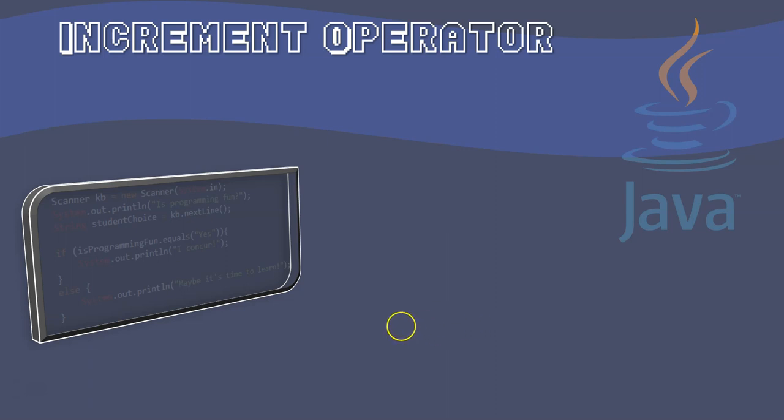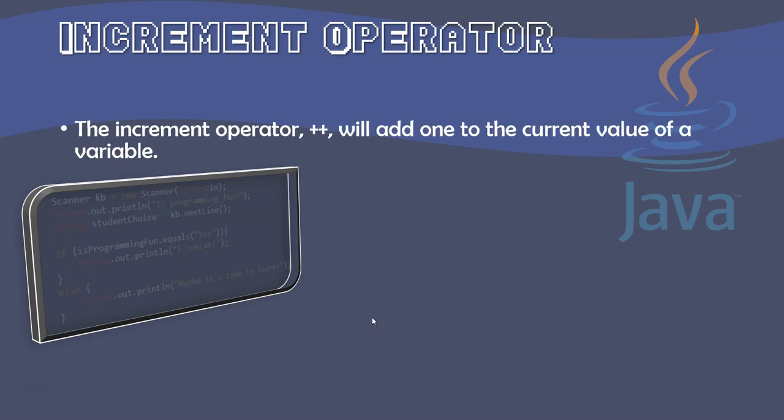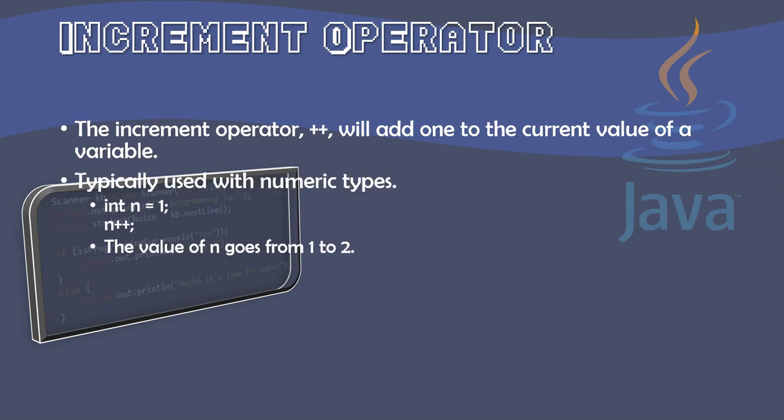However, the increment operator is actually very simple and easy to use. It's simply just plus plus. And all it's going to do is add 1 to the current value of a variable. So this is typically done with numeric types. So let's just say I have int n equals 1, and I say, well, let's do n plus plus. Well, it's just simply going to change the value of n from 1 to 2. And that's all it's going to do. It's a very simple operation.